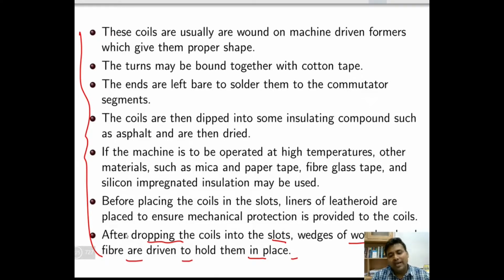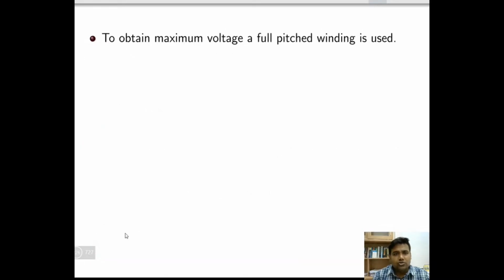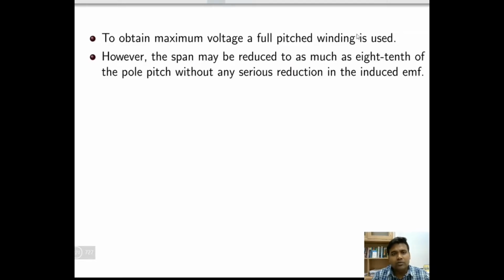in terms of the insulation, in terms of the mechanical properties. We try to improve the construction. So we obtain a maximum voltage at full pitch winding. So when full pitch winding is used, maximum voltage will be obtained.